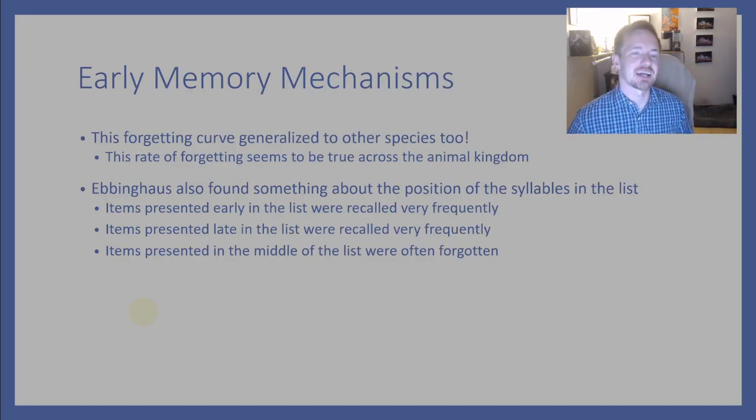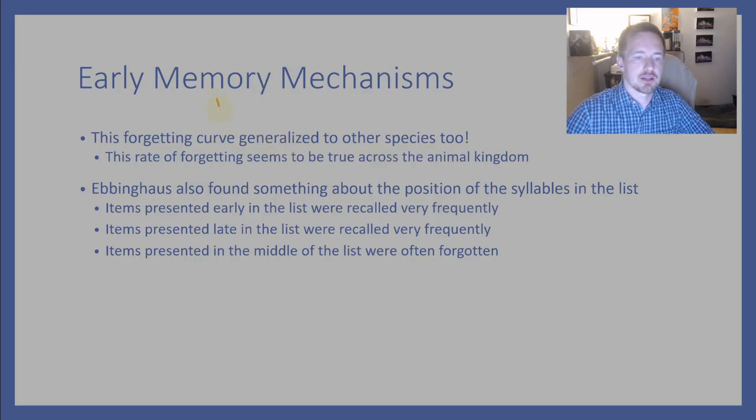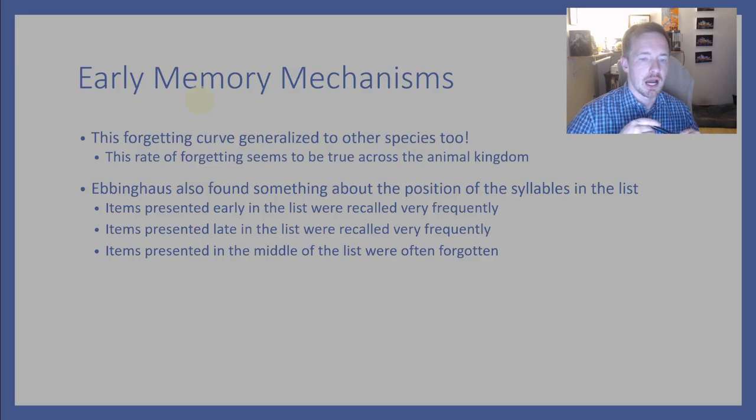All right, one final thing before we move into the more current kind of research on memory is that the forgetting curve is true for other species as well. This idea that we start out remembering a lot and then we go on and remember less has been demonstrated with dogs, with cats, with pigeons, with dolphins. It's been done with lots of different animals throughout the animal kingdom.